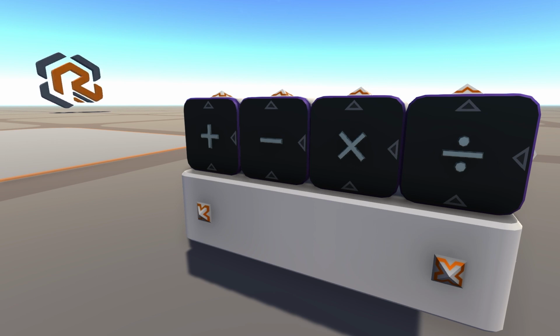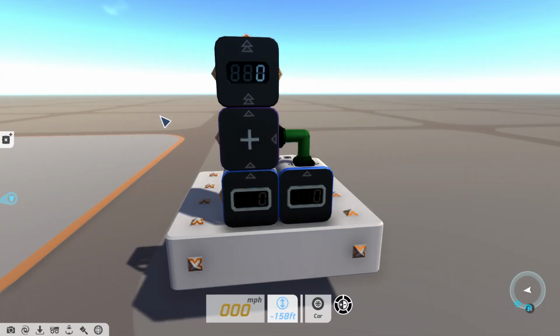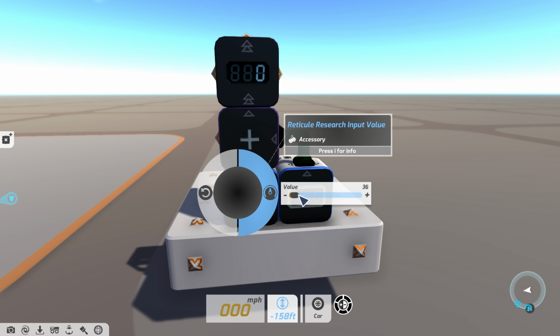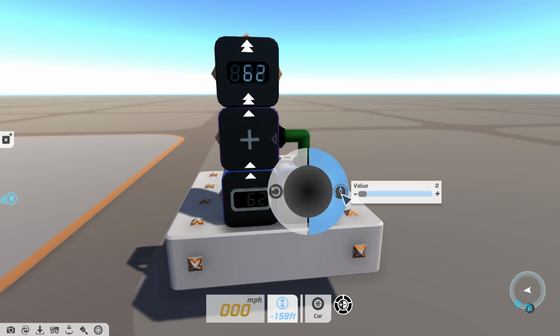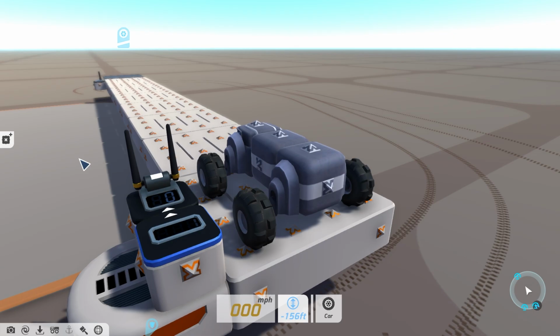Then there are the arithmetic blocks. They will take two inputs and output the result of the mathematical operation. So there you have it.